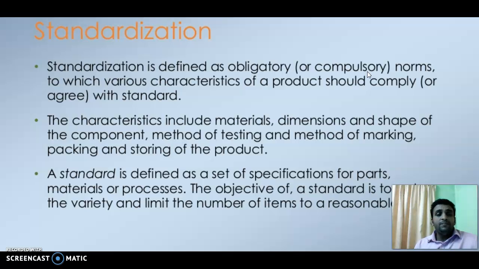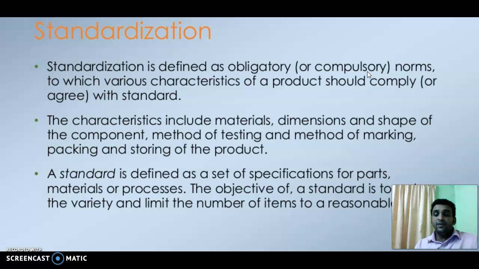Please read that. Standardization is defined as obligatory norms to which various characteristics of a product should comply with standard. The characteristics include material, dimensions and shape of component, method of testing and method of marking, packing and storing of the product. All this includes the standards. Standard is defined as a set of specifications for parts, materials or processes.